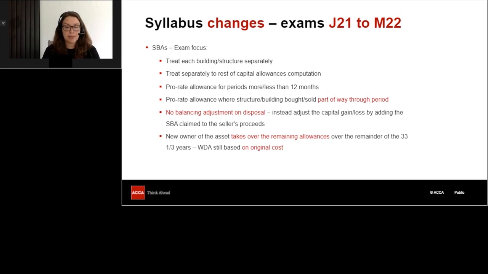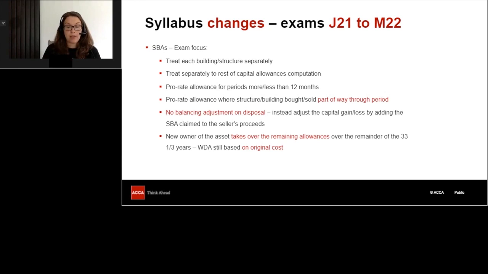Watch out for any accounting periods that are more or less than 12 months long, as you'll need to prorate the allowance. So for example, if you had a 6-month period, the rate would be 3% multiplied by 6/12, because that 3% is actually for an annual period, for a 12-month long period.